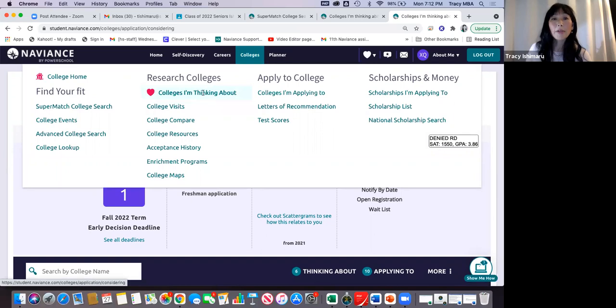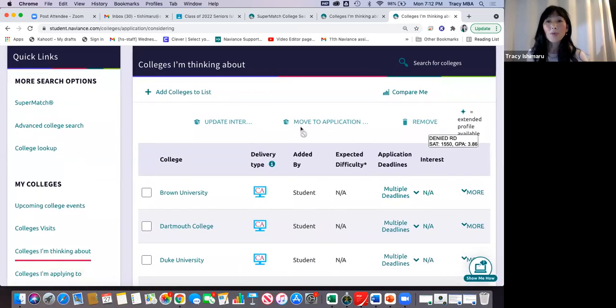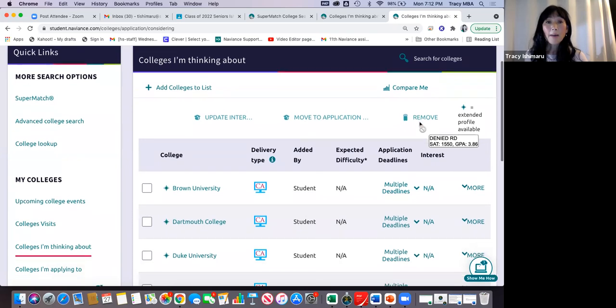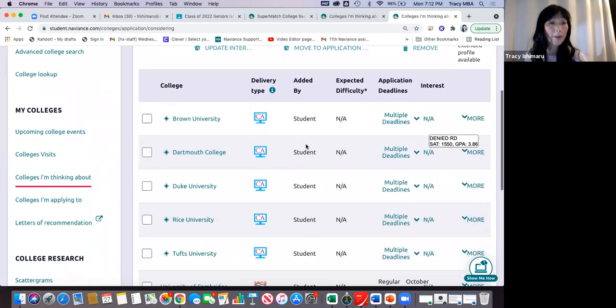So while they're on the colleges I'm thinking about, they can move that to the application. They would click one of these here and they would actually move it to the application, meaning they still wanted to go ahead and apply to that school. If they don't like that school anymore, they can remove it. That is one way they can look there.